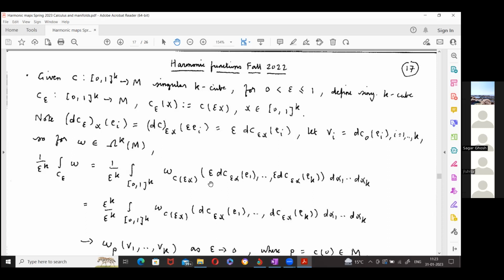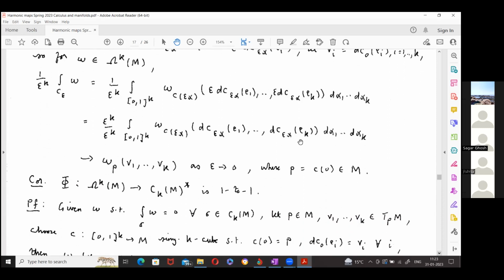So now by multilinearity, these k epsilons come out as epsilon to the k, which cancels with this epsilon to the k. And then I get the integral over [0,1] to the k of omega at C of epsilon x applied to dc epsilon x E1 up to dc epsilon x EK, right?